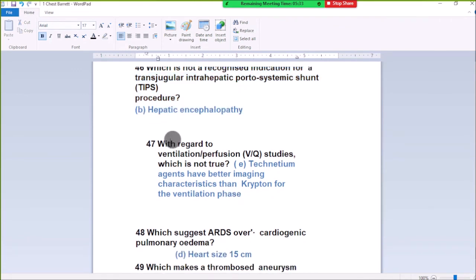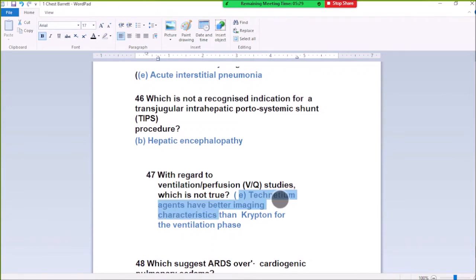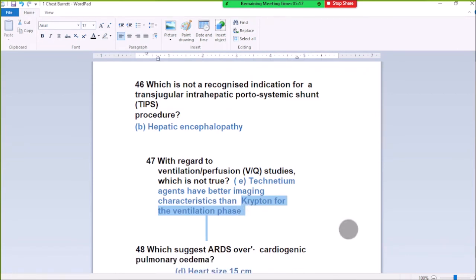47. With regard to ventilation perfusion studies, which is not true? Technetium agents have better imaging characteristics than krypton for the ventilation phase. Not true about VQ scan is that technetium has better imaging characteristics than krypton for the ventilation phase. Krypton is gaseous, so it has better imaging characteristics.